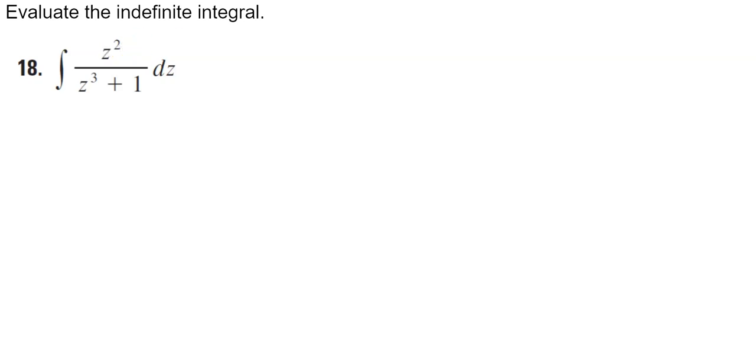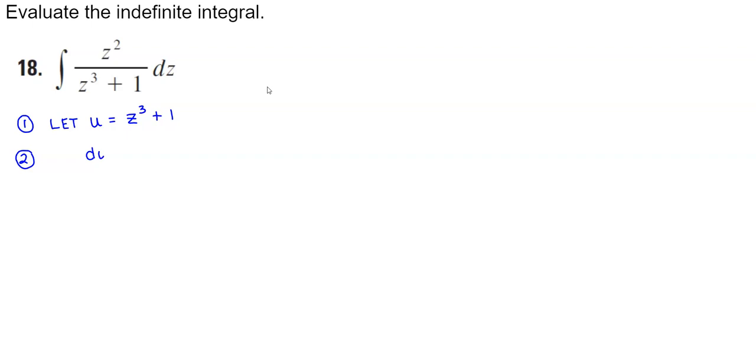Okay, evaluate the indefinite integral, and here we have the integral of z squared divided by z cubed plus 1 times dz. So the first thing we're going to do is let u equal the denominator of this integral, and that denominator is z cubed plus 1.